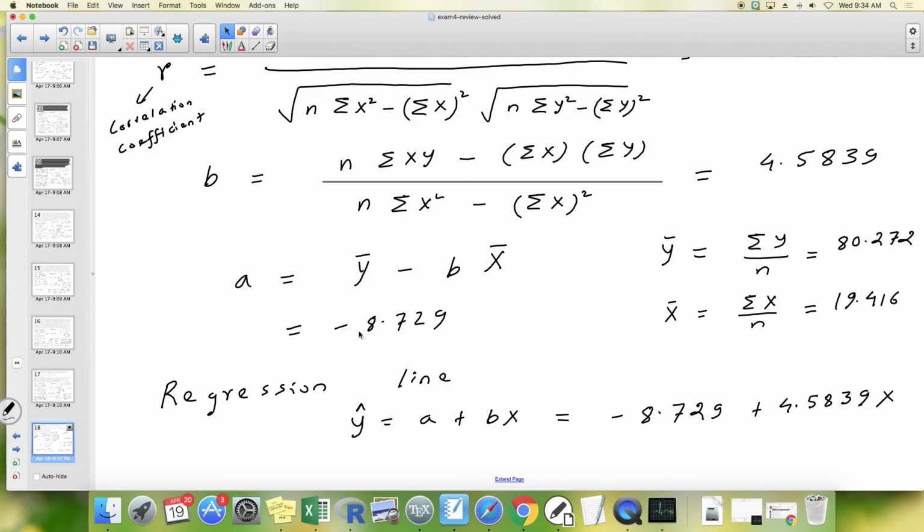You get a is minus 8.279. So what's your regression line? It's a plus bx. So y hat equals minus 8.279 plus 4.5839x. I mean, yeah, that's it.